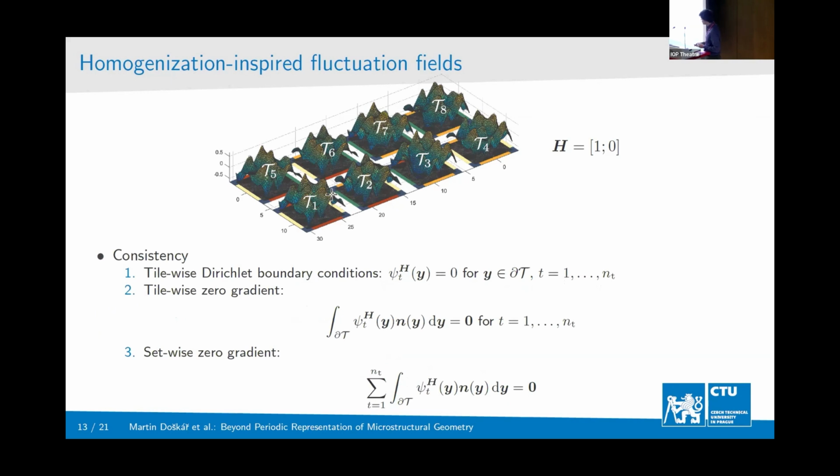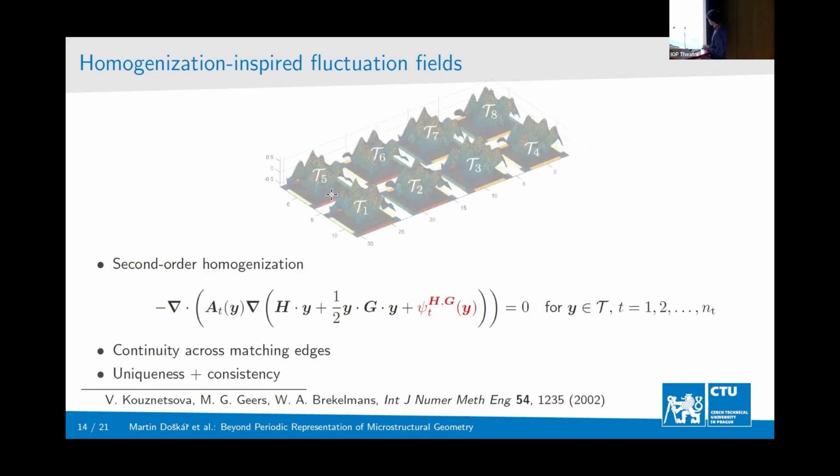And also, we have to ensure the consistency, because otherwise, this sought for fluctuation field would try to compensate for the prescribed deformation gradient. So there are three options how to ensure the consistency, that are very similar to what you do when you are prescribing boundary conditions in multi-scale simulations. So you can either set the Dirichlet boundary to be 0 at the boundaries of individual tiles, and of course this continuity is satisfied trivially, or you can just impose the 0 gradient tile-wise or set-wise. And it doesn't have to stop at the first gradient. You can also impose some higher gradients and compute that.